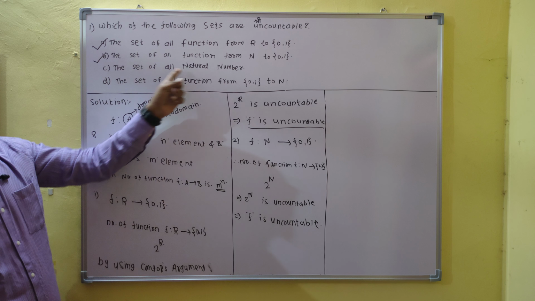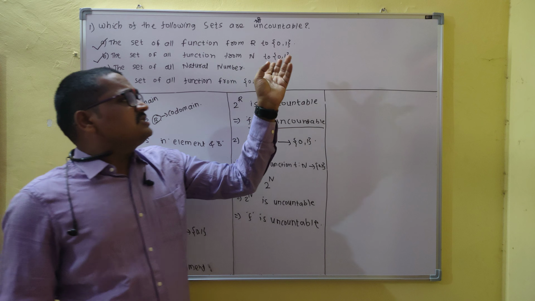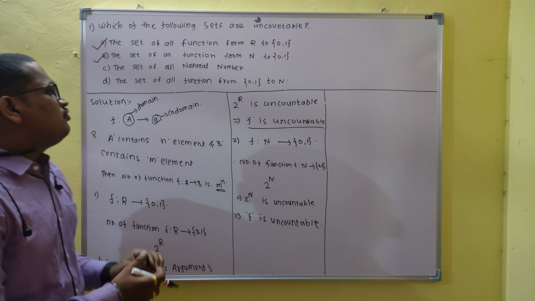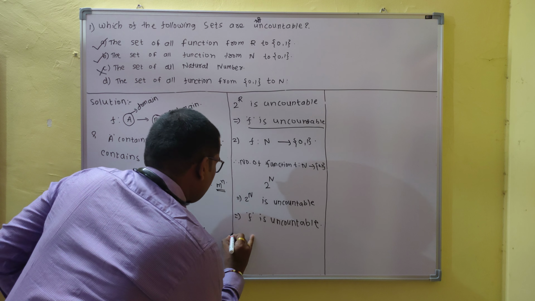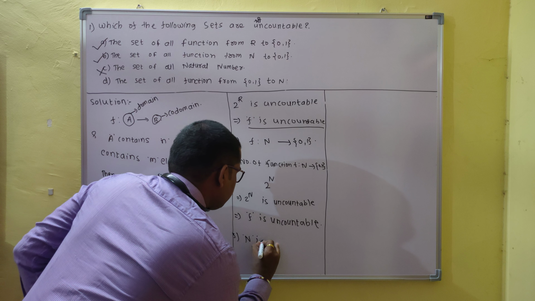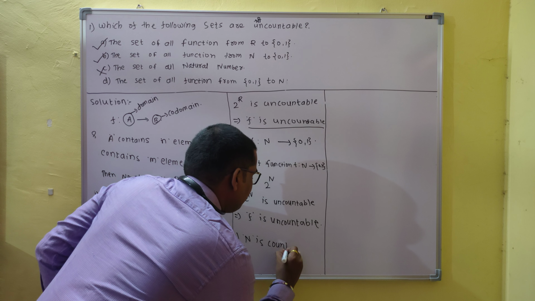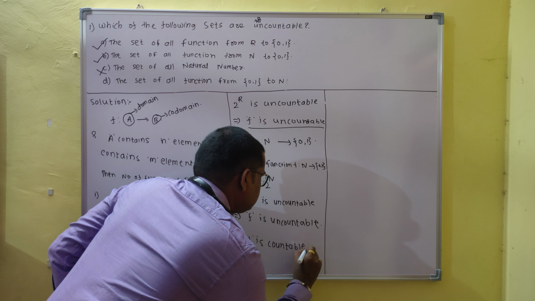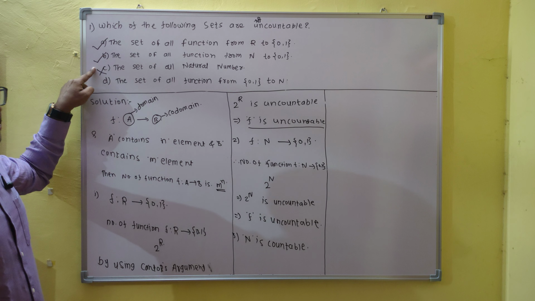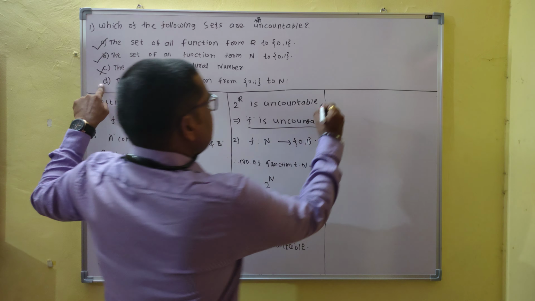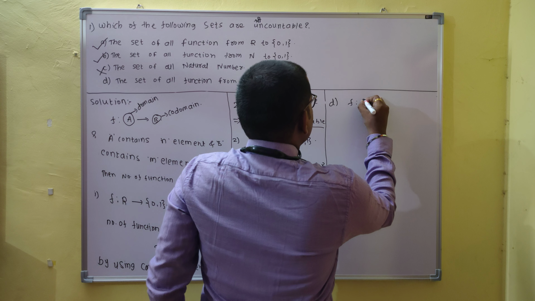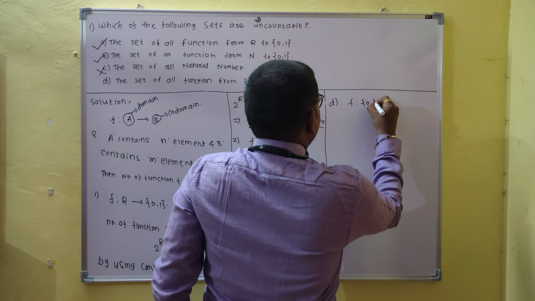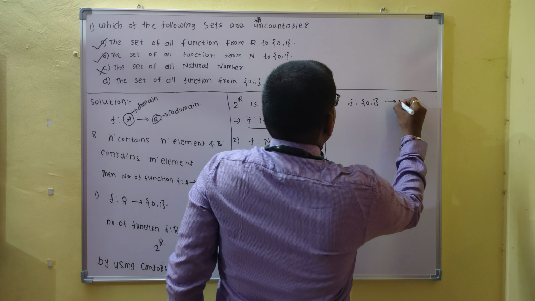Now the third option is the set of natural numbers. We are familiar with that. The set of natural numbers is countable, that's why this option is wrong. Now the last option, option D. What is that? f is a function from {0,1} to N.